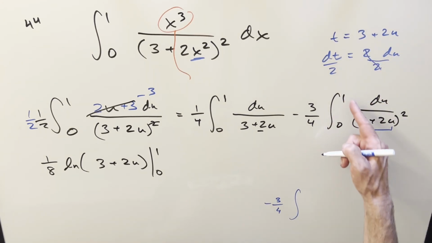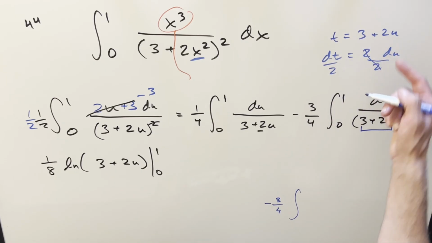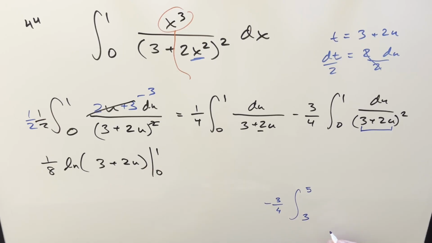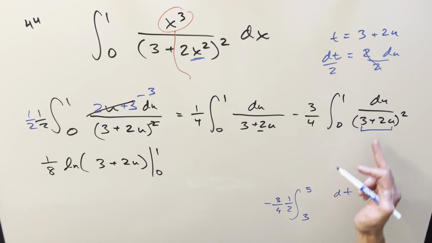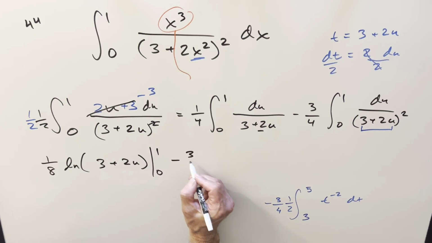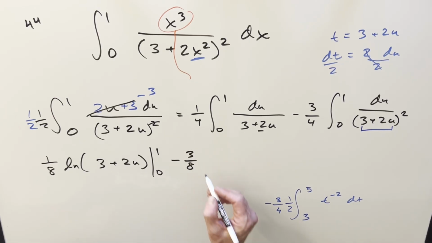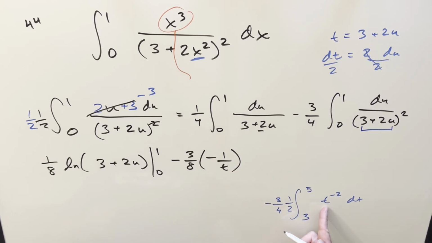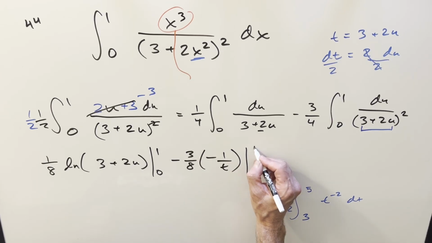When we do this, first we plug in the bounds. Plug in a 1 there: 3 plus 2, we have 5 for the upper bound. Plug in 0, and we're just going to have a 3 here. Then our du becomes dt over 2. Let's bring a half out front for that, and this is just going to become t to the minus 2, since we're doing the power rule on it. So we have minus 3/8 in front. When we integrate, a minus sign is going to pop out. Let's write it as minus 1 over t for the integral of that, and we just need to evaluate from 3 to 5.